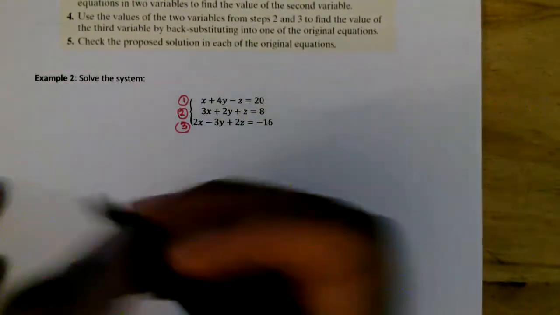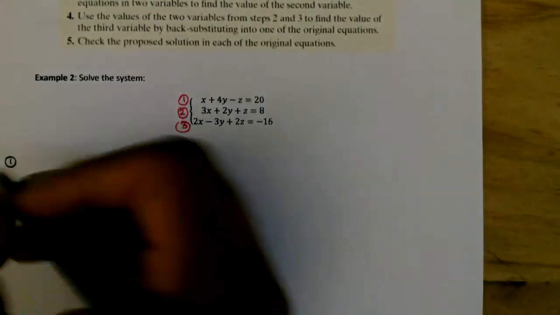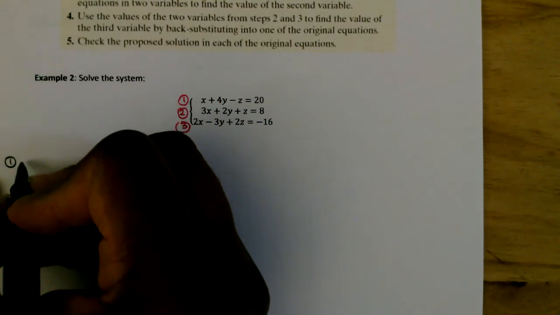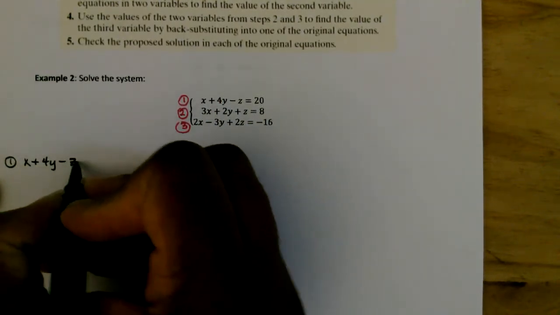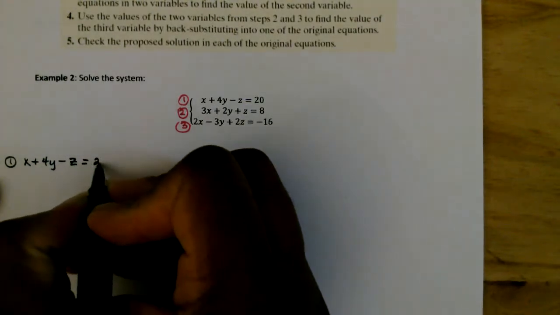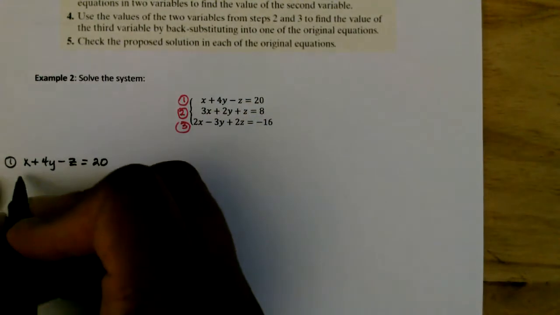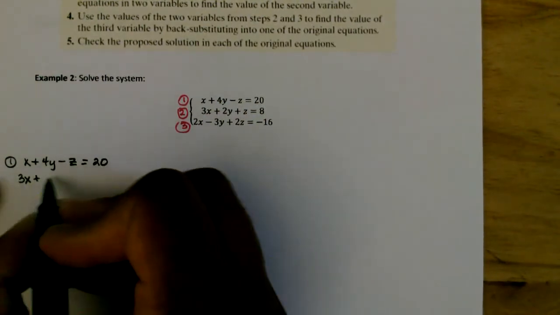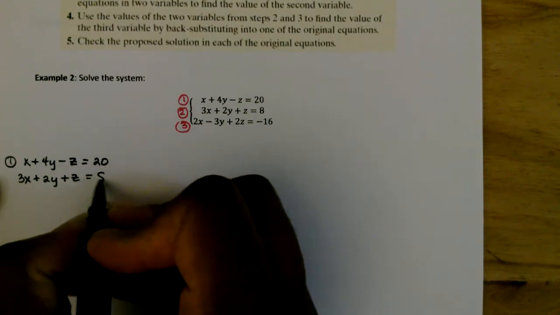So in equation 1, that was x plus 4y minus z equals 20. And the second equation was 3x plus 2y plus z is equal to 8.